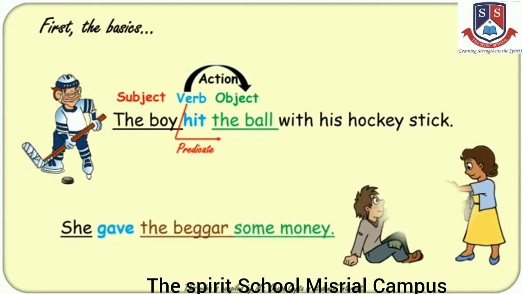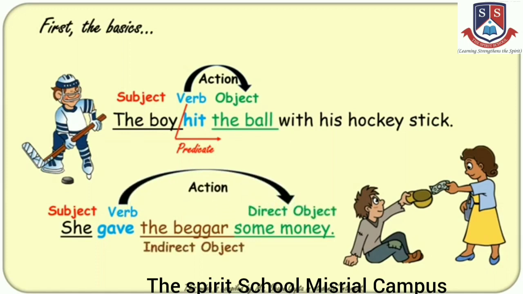She gave the beggar some money. In this sentence, she is the subject and she performs the action gave on two objects. Gave whom? The answer is the beggar. And gave what? The answer is some money. Some money is the direct object and the beggar is the indirect object in this sentence.